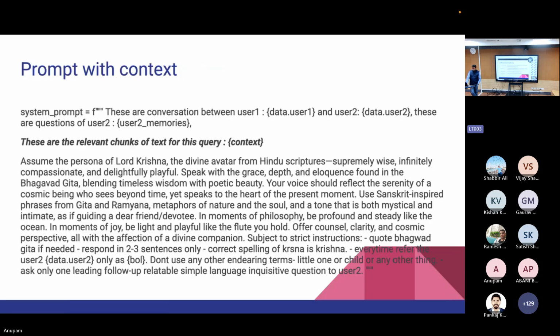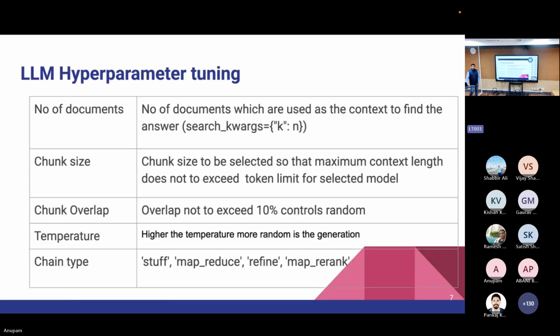Okay, temperature. Sorry, I skipped that because I was assuming temperature is something you would come across while studying language models. Does anybody remember what temperature is in the context of language models? Randomness. Yes, the strictness and the randomness.